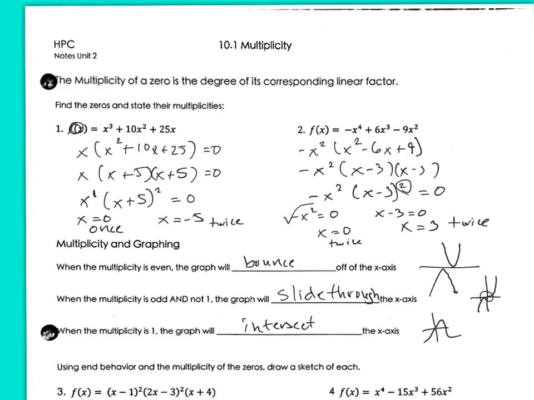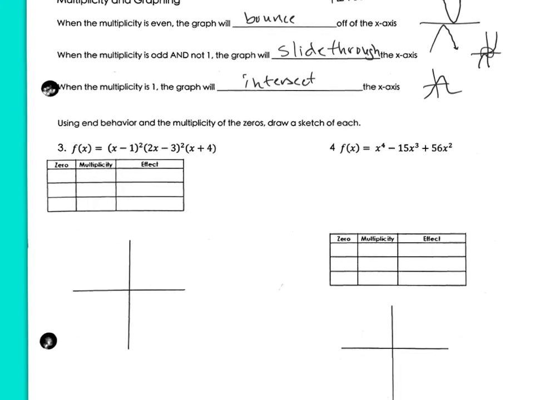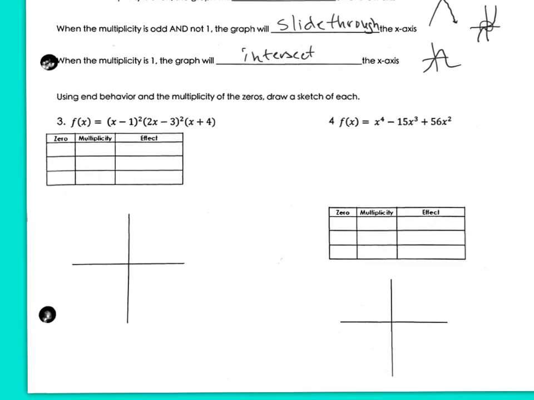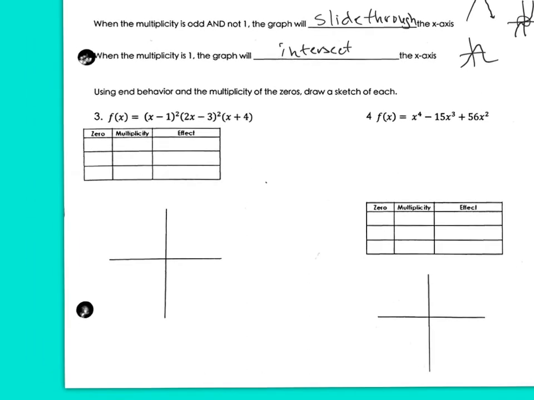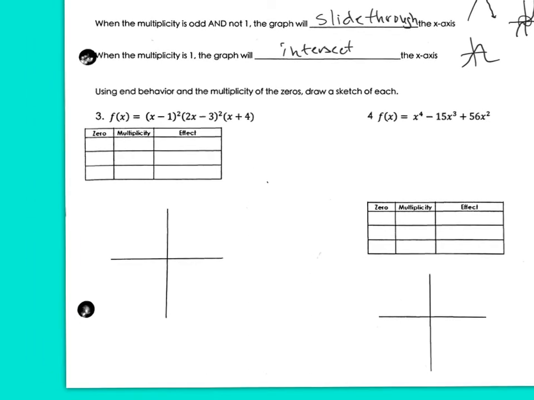So in order to draw these graphs without the calculator, you're going to need to use end behavior. End behavior will help you get a better understanding as to where the graph will go. So let's go through this multiplicity chart. In this chart, we just want to figure out what the zero is. The zeros would be, if you need to set them equal to 0, then do so. Our zero would be 1. It has a multiplicity of 2, right? So the effect it's going to have on the graph is that it's going to bounce.